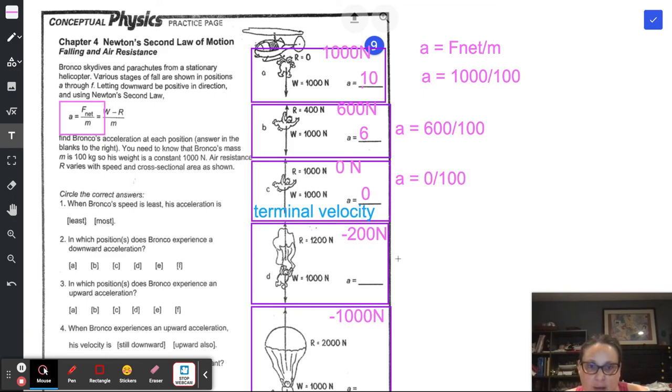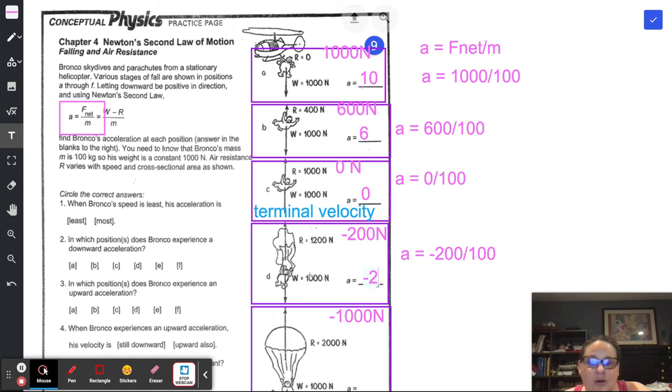All right, so keep on going here. Then we have the next one. We have acceleration equals negative 200 divided by 100, so that would give us an acceleration of negative 2. Negative 2 actually means that you're slowing down. In this example, we're using positive to indicate downward. So we have a downward acceleration of 10, then 6, then 0.